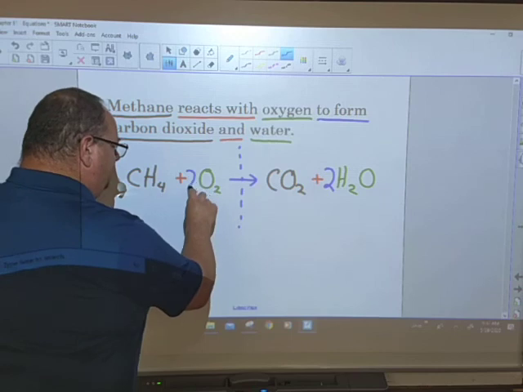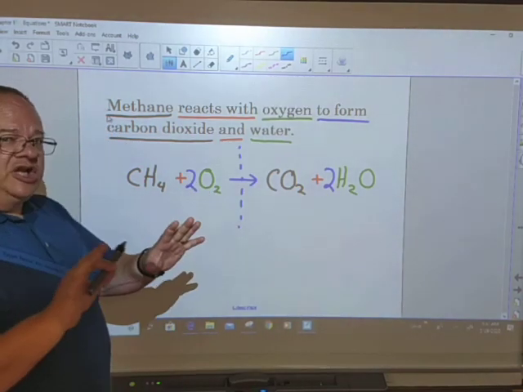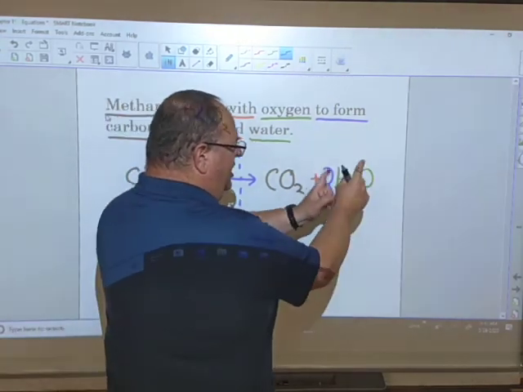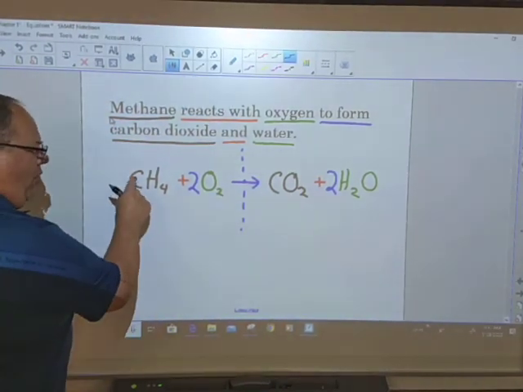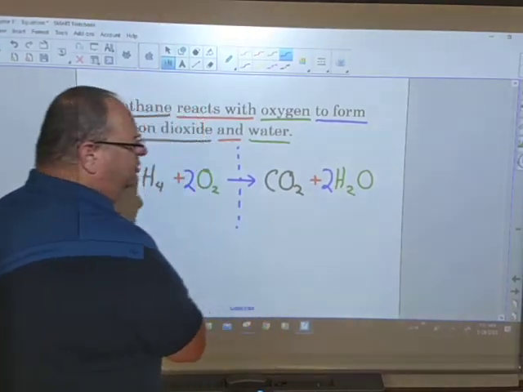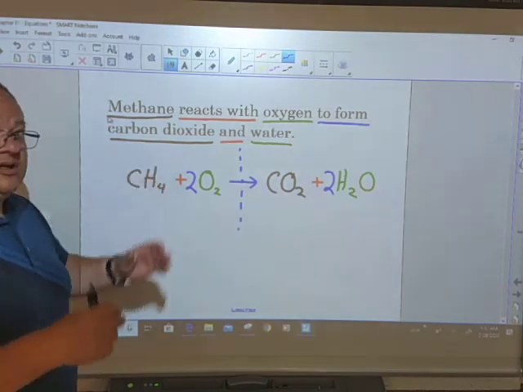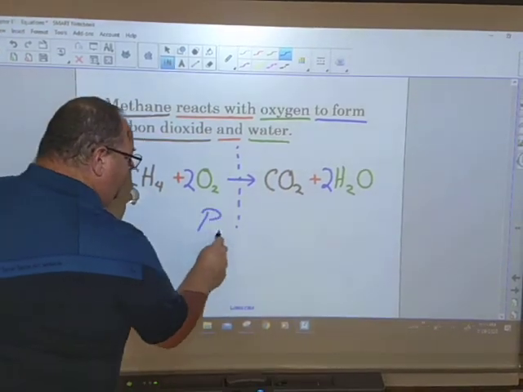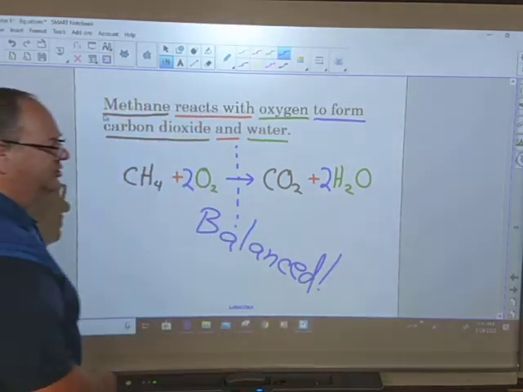But what if I had two of these. Hey, look, I didn't change my substances. This is still methane, this is still oxygen, this is still carbon dioxide, this is still water. But I changed the ratio. I said, if one of these reacts with two of these, I can produce one of these and two of these. Now, it doesn't violate the law of conservation of matter. I have the same number of atoms on each side. That is a balanced chemical equation.